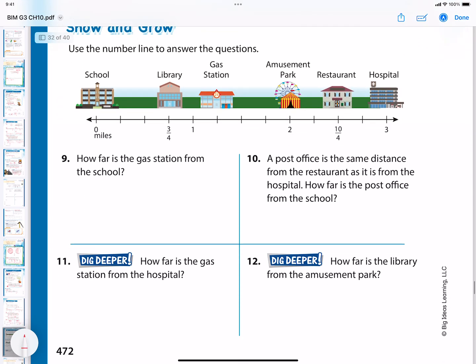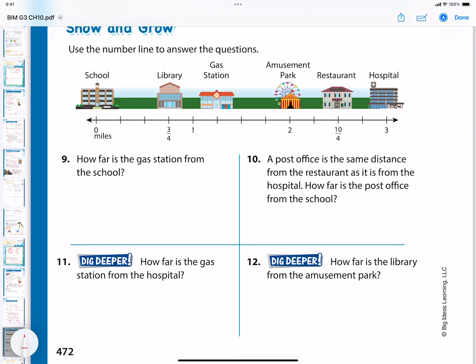All right, show and grow. This is your own problem, guys. You need to solve this problem by yourself, but you can always come back and check your answer with mine, okay? Use the number line to answer the questions. Now, how far is the gas station? Gas station here from the school. All right, so let's count. This one whole is split into 4 equal parts. Please keep that in your mind. And let's count. 1/4, 2/4, 3/4, 4/4, and 5/4. Right?